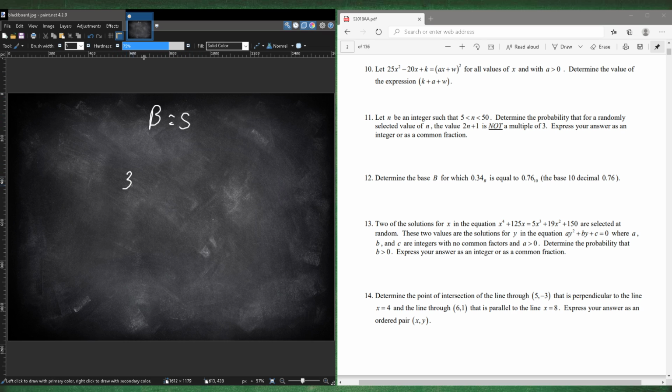So then we have 3 times 1/5 plus 4 times 1 over 25. So this is 15 over 25 plus the 4 is 19 over 25, which is 0.76. So b is equal to 5. And that's your answer for number 12.